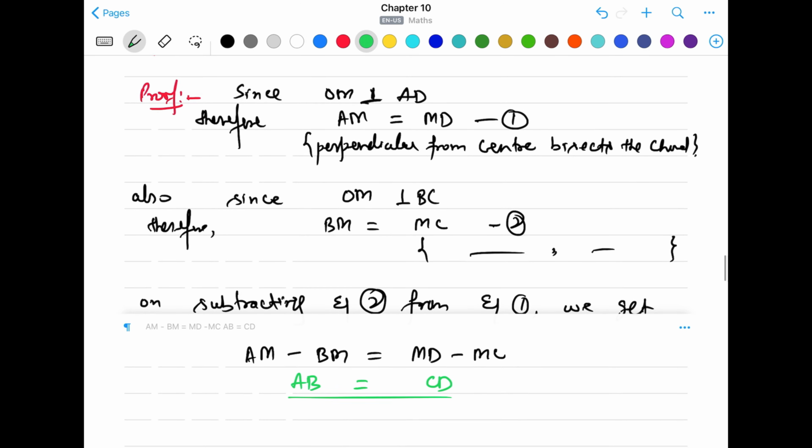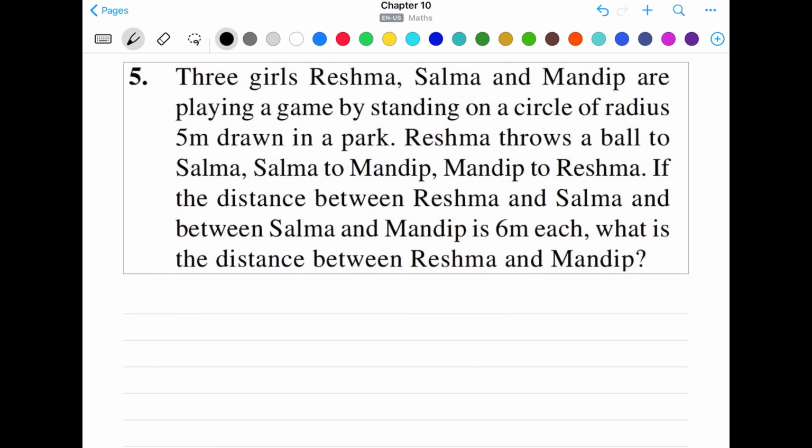Now let's move to question number 5. Question number 5 is: three girls, Reshma, Salma and Mandeep, are playing a game by standing on a circle of radius 5 m drawn in a park. So there are 3 girls, namely Reshma, Salma and Mandeep. They are playing a game by standing on a circle whose radius is given as 5 meters, drawn in a park.